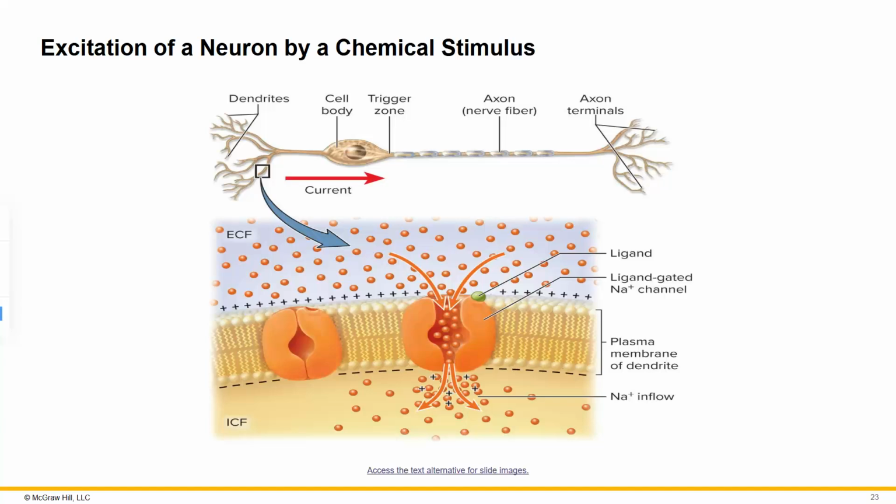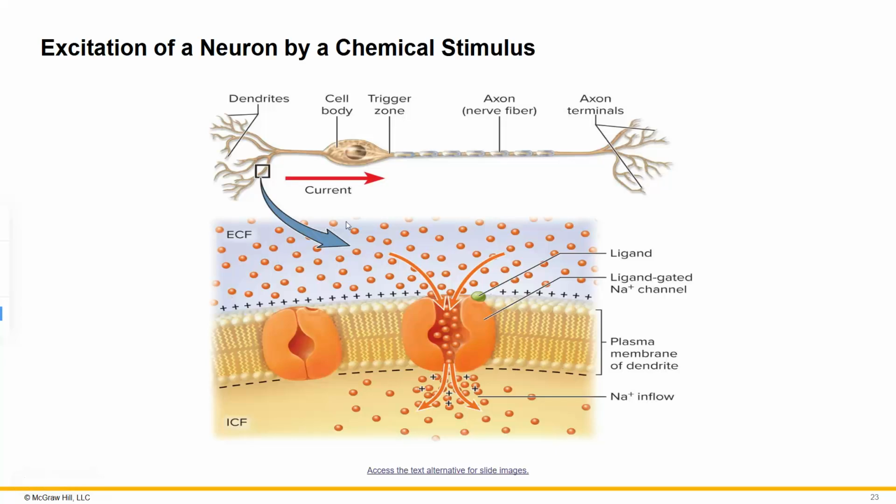So the excitation of a neuron by chemical stimulus. Here you've got dendrites, and if we blow up a picture of the membrane by the dendrites, we've got the resting membrane potential where we've got a bunch of sodium outside, not a lot of sodium inside. The outside of the membrane is overall positive, and the inside of the membrane is overall negative. So we have a -70 resting membrane potential.